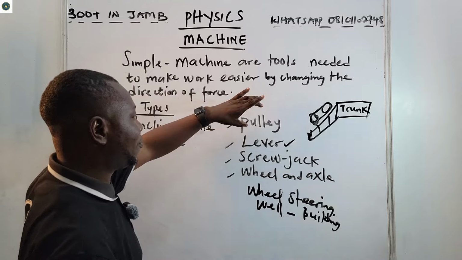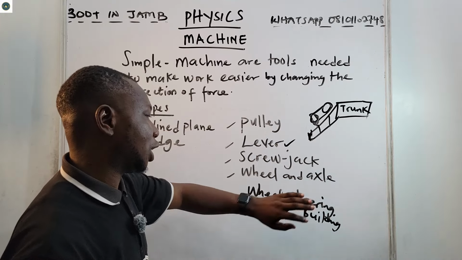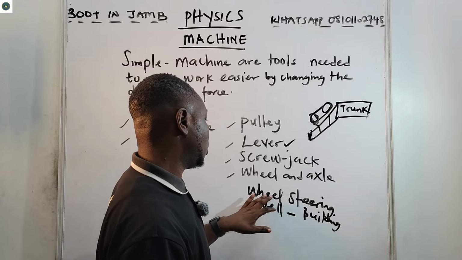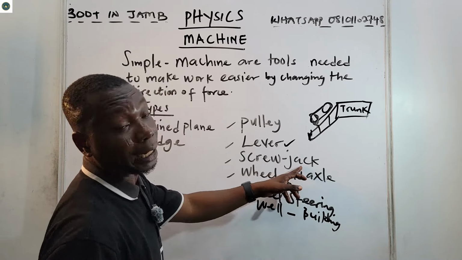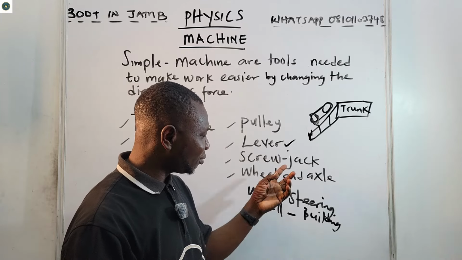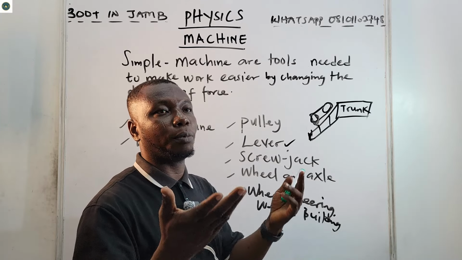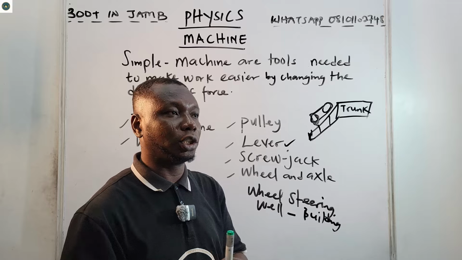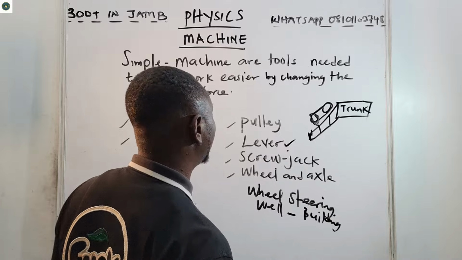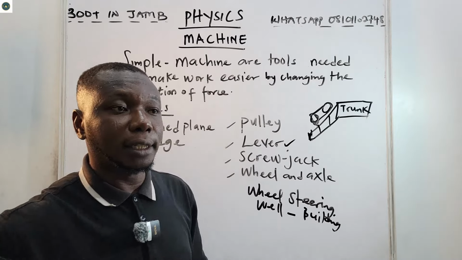So majorly we have the pulley, the lever, the screw jack, and the wheel and the axle. The screw jack is mostly used in lifting of load. Maybe you want to lift a car up, you have a flat tire and you want to change it. There is need for what? For the screw jack.